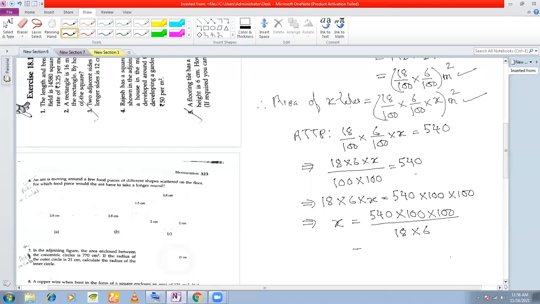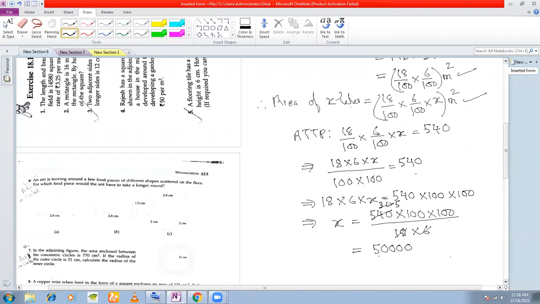Right? So how much will this be equal to? Cancel 18 with 30 times, and 6 will cancel with 5 times. So 5 into 100 into 100, 5 followed by 4 zeros. So how many tiles are required? 50,000 tiles are required to cover this area. Clear with this or any question?